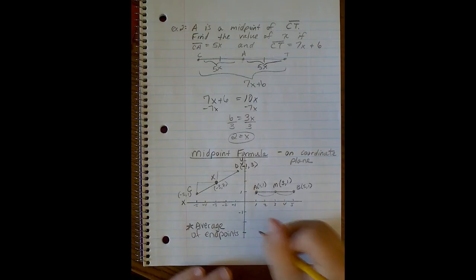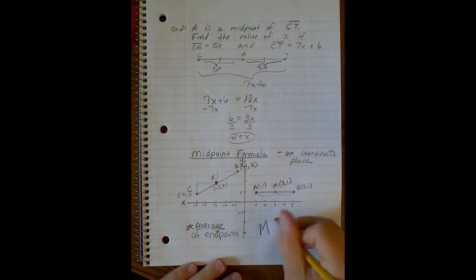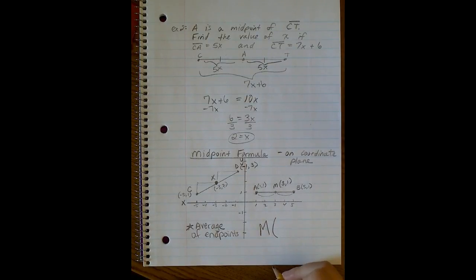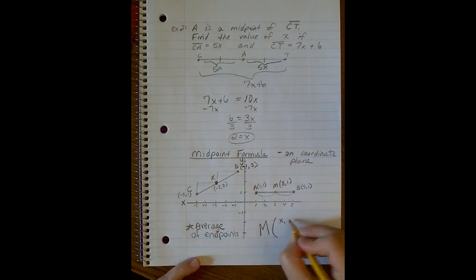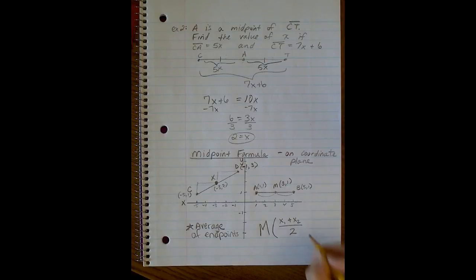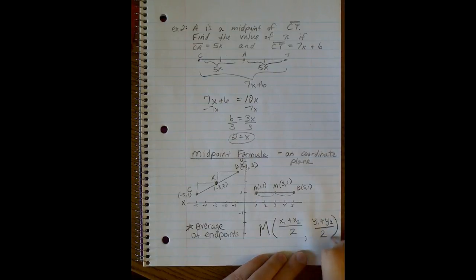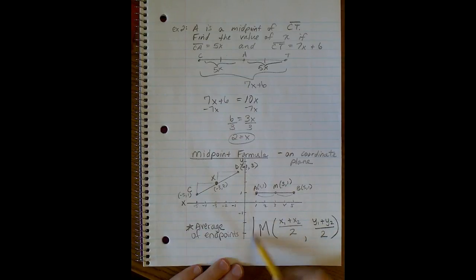Okay, so it looks like this. Our midpoint is the average of the x values. So x1 plus x2 divided by 2. That would be the x value of our midpoint. And the y value of our midpoint would be the y's added together divided by 2. So whenever you're given 2 coordinates, just like we did in the distance formula, plug them right into this formula and you will have your midpoint.